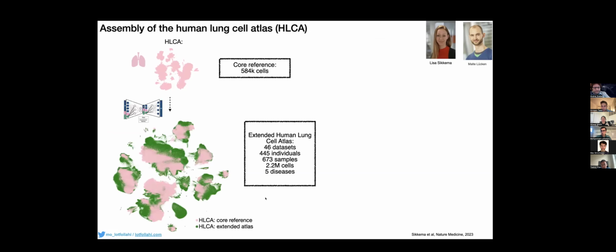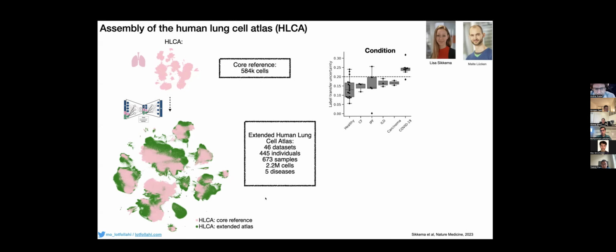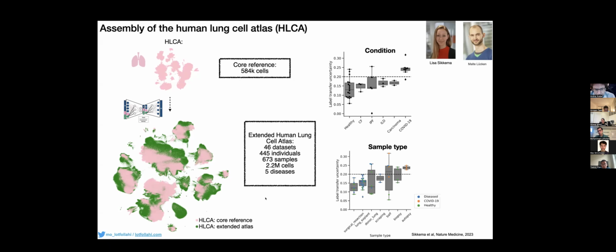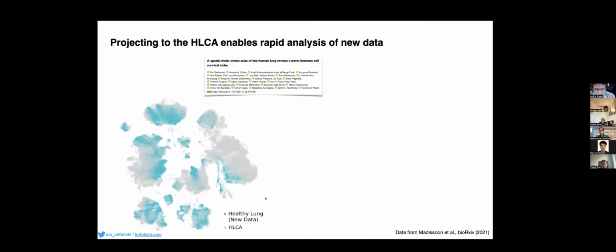And throughout 2 years, they used this architecture surgery and fine-tuning strategy that we proposed to map new data that comes from new hospitals and new universities on top of this manifold, right? In the end, they integrated 46 data sets across 445 different individuals, 2 million cells across different lung diseases. So how do people use it in practice?